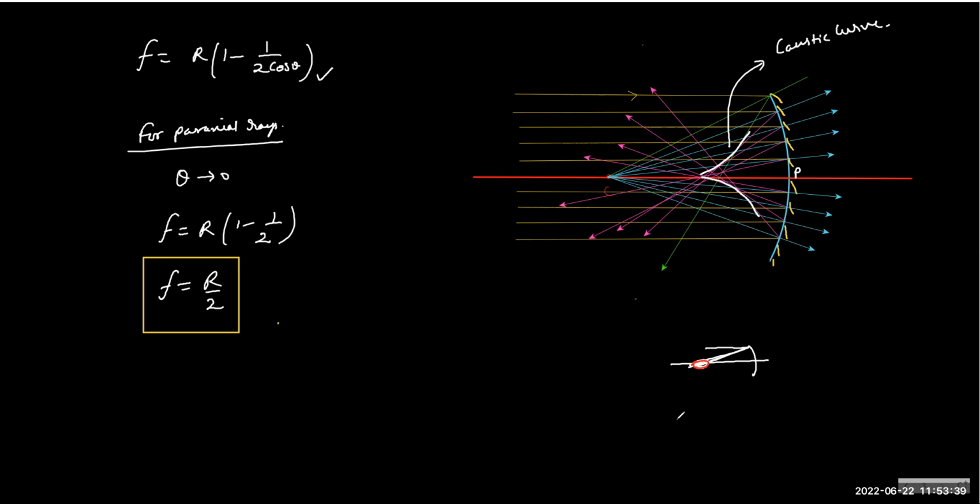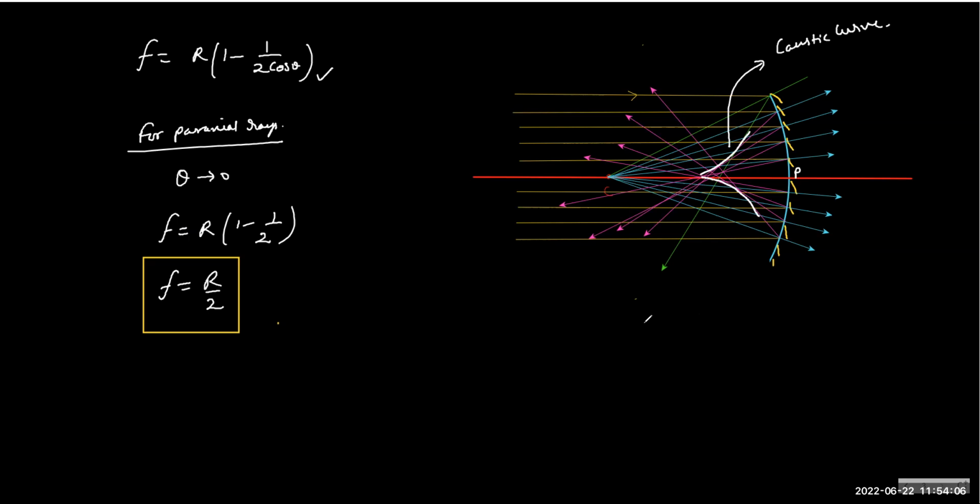And because of this issue, large size spherical mirrors are not good to focus the rays at the principal axis. They are very bad. So this is called the spherical aberration. Spherical mirrors are not able to focus a beam of light at one particular point.